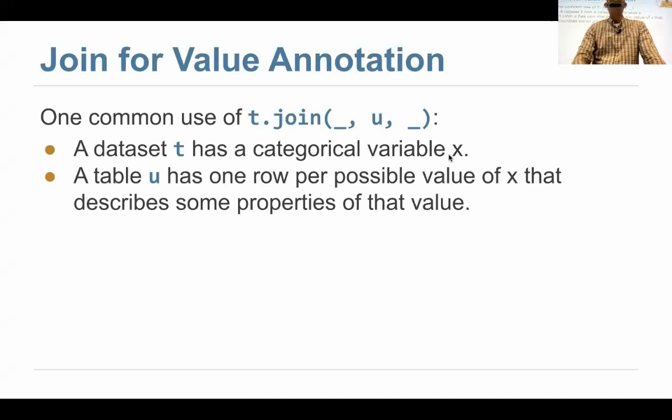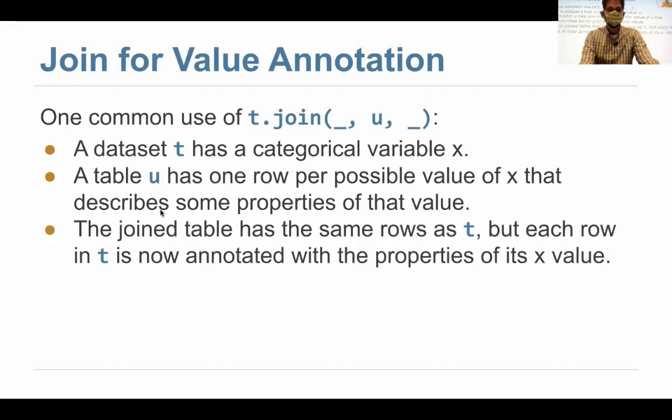But then you might have information about that town in a separate table. So there could be some second table U that has one row per possible value of x. So here's all the people and what town they live in. Here's a second table that just describes towns, one row per town, with some properties of it, like the population, or the town's flag, if there is one.